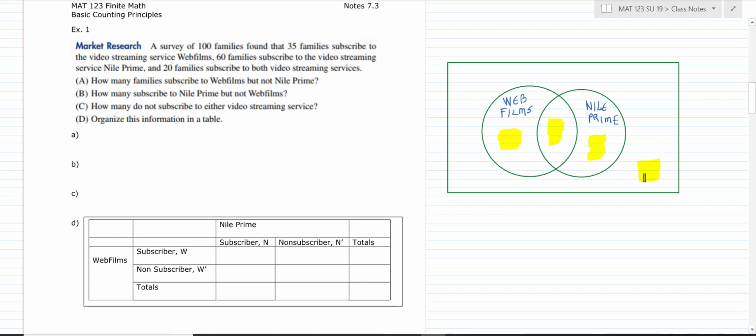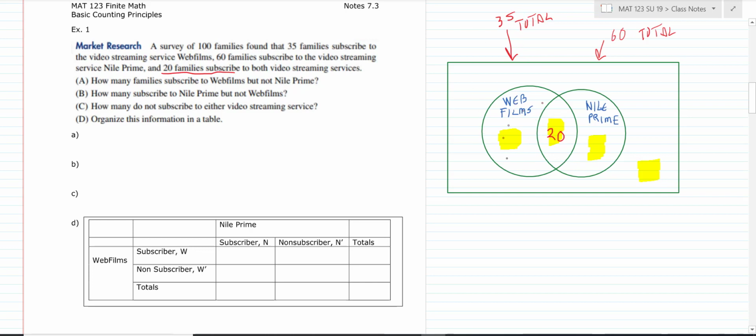So if you read on this, first of all it says 35 subscribe to Web Films. So we got 35 for Web Films, 60 for Nile Prime. And that's total now. And then the key thing it says is 20 subscribe to both. So that 20 goes there. All right, so it's actually real easy to figure out the rest.